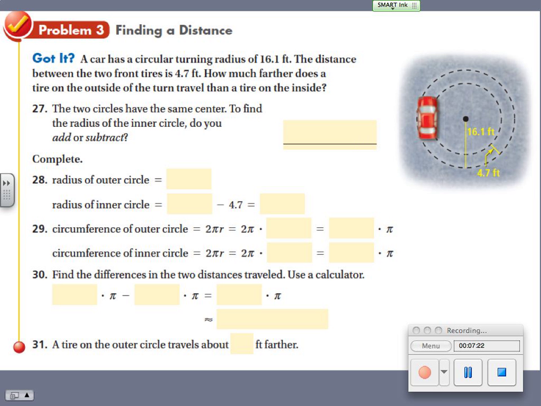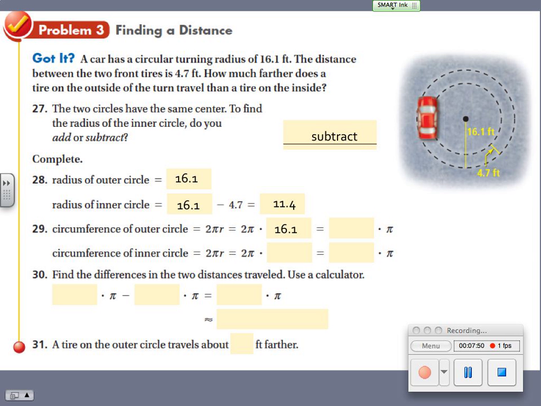The two circles have the same center. To find the radius of the inner circle, do you add or subtract? Think about it for a second. Of course, you subtract. So the radius of the outer circle is 16.1. The radius of the inner circle will be 16.1 minus 4.7, which is 11.4.